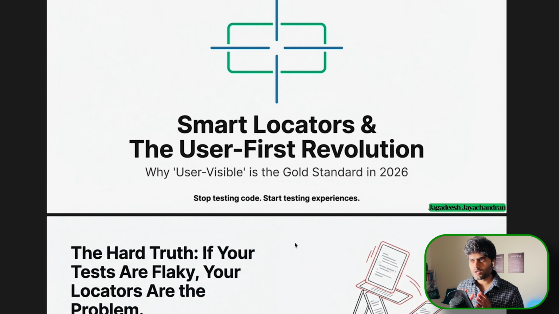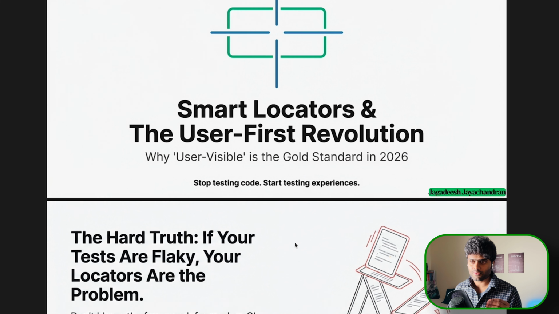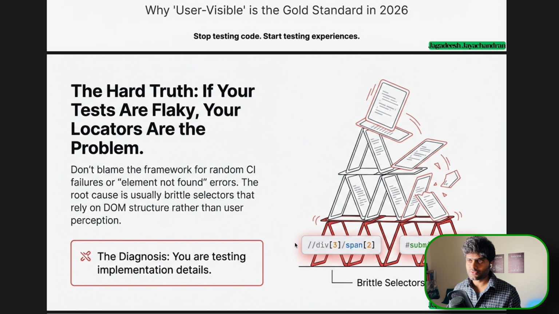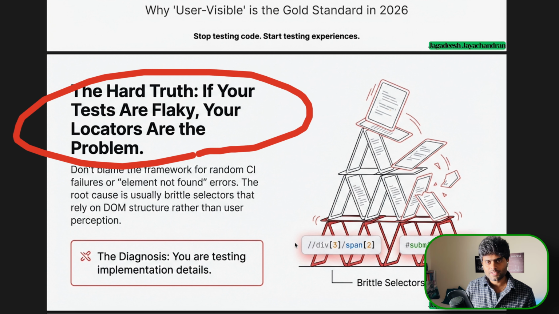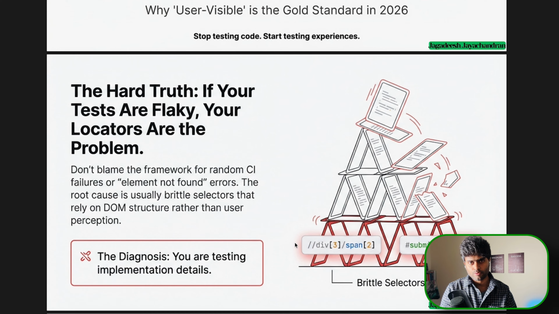What are smart locators and what's the gold standard in 2026, especially in terms of Playwright? The hard truth, as you see here, is that if your tests are flaky, your locators are the problem. Let's say you followed my previous video and added some codegen, recorded and recognized some locators, and created an automation for your workflow. But at times you have to customize with some logic, and at that time you need to know the locator strategy.